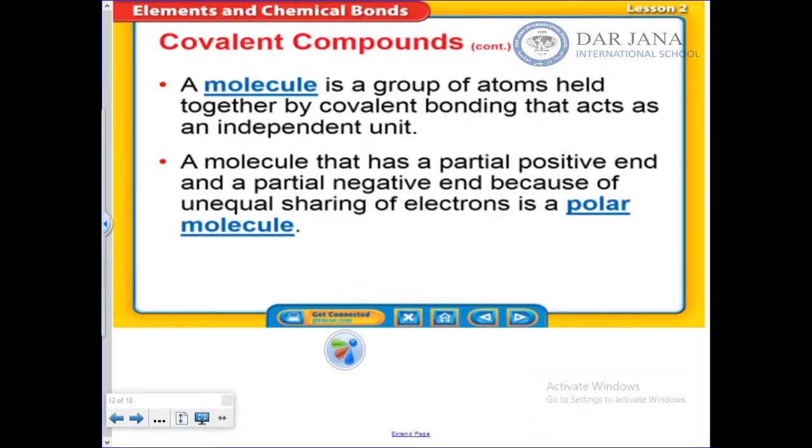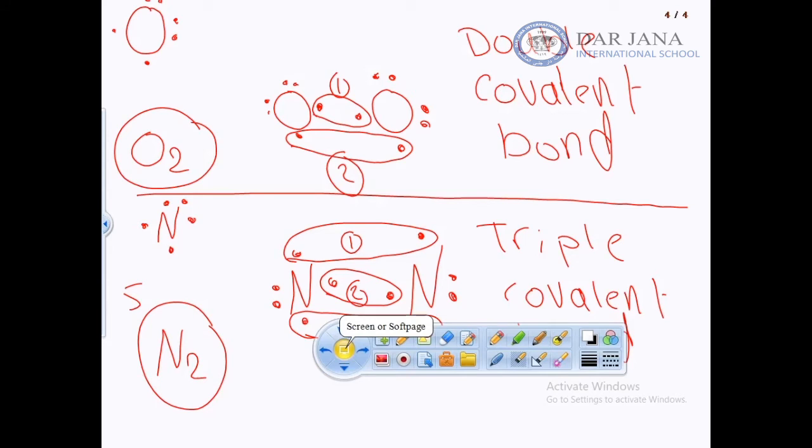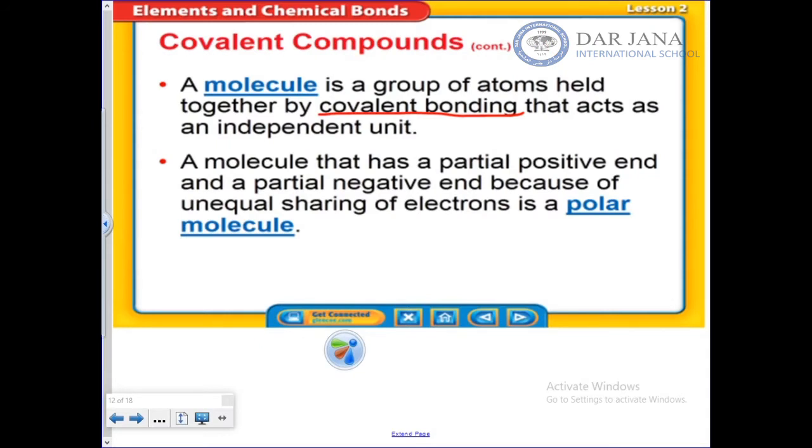So what's a molecule? It's a group of atoms held together by covalent bond. Pay attention, covalent bond. So, a molecule is a group of atoms that are held together by a covalent bond that act as an independent unit. As you can see here, that N2 is an independent unit. It's a molecule. Also, O2, H2, all of them are molecules.